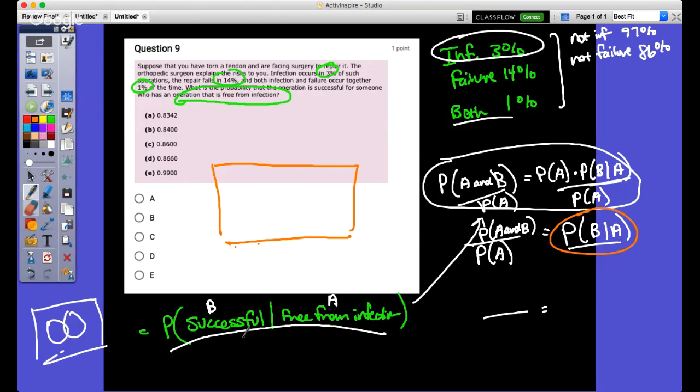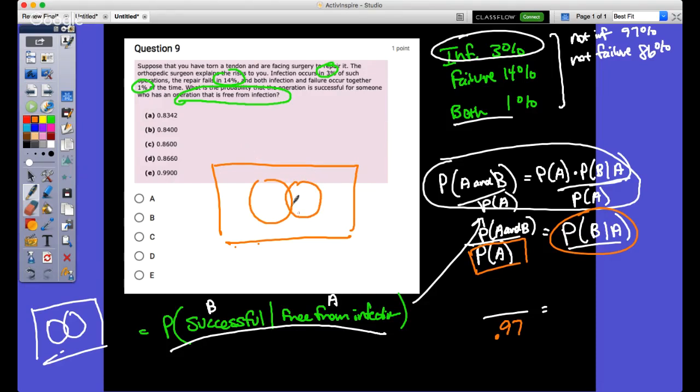Probability of B given A, probability it's successful given that they are free from infection. This probability of A is the probability that it's the second one that we are free from infection, which would be 97%. So that's 0.97, okay? So as I look at this, if that's 0.97, what is the probability of A and B occurring? Well, when I look at this, A and B would be where it's successful and free from infection.